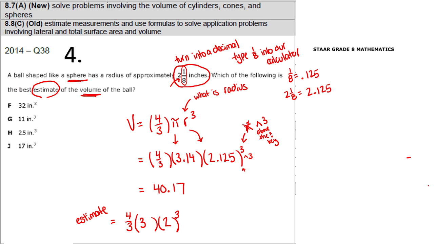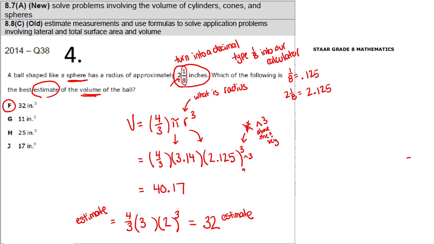Since our answer is that far off, let's try this. Let's try 4/3, parentheses 3, parentheses 2 to the 3rd power. If you type this in your calculator, you should have the answer of 32. So this is our exact answer, and this is our estimated answer of 32. Now we can say the answer is F.